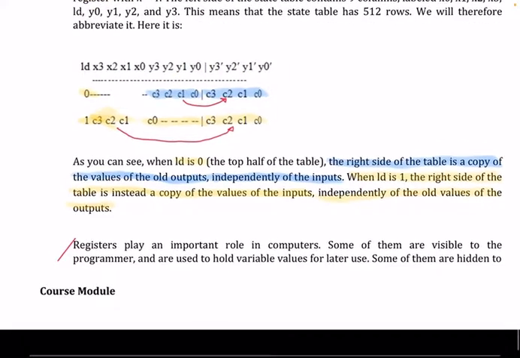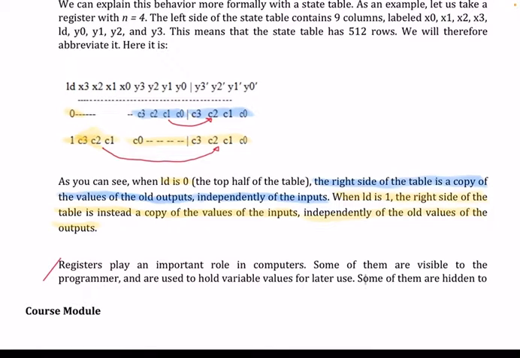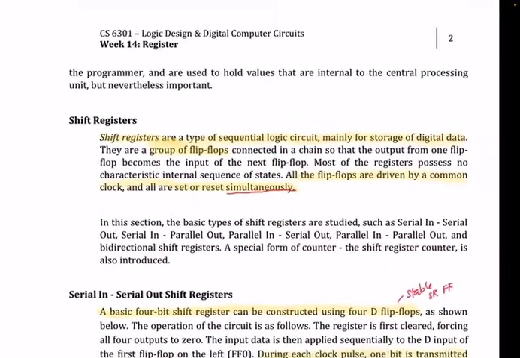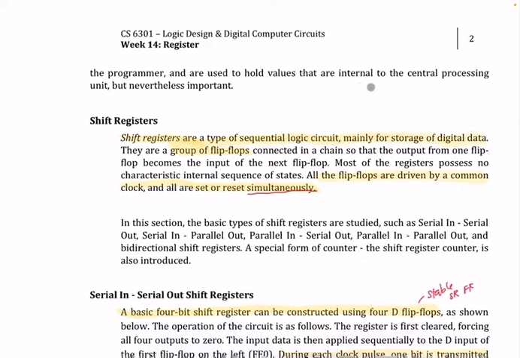So, registers play an important role in computers. Some of them are visible to the programmer and are used to hold variable values for later use. Some of them are hidden from the programmer and are used to hold values that are internal to the central processing unit but nevertheless important. So may mga register na pwedeng gamitin ng mga programmer directly, but there are registers na nakatago dahil yung processing unit yung gumagamit nun. So hindi available sa mga programmer yon.